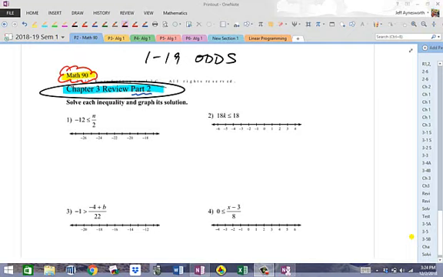Hey everybody, this is Mr. Ainsworth again, and we are in, yes, Math 90. We are in Chapter 3 review, Part 2, and I only gave you 1 through 19 odds instead of all 20.